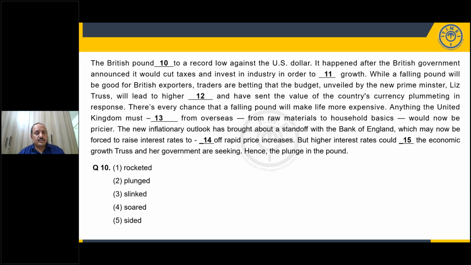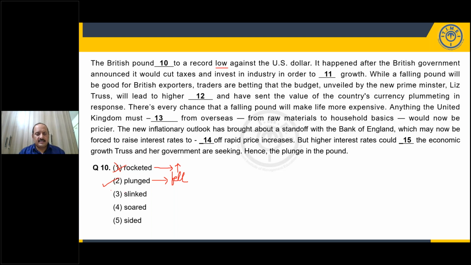The British pound dashed to a record low against the US dollar. It has gone down, it has fallen down. That's why the word low has been used. So rocketed is increased in price, that gets eliminated. A rocket, the way a rocket grows up, it would be an increase. But a plunge is a fall. So that would be my answer. Because I'm talking about a record low, that means it has to fall down or it has to plunge. So 2 can be my possible answer.